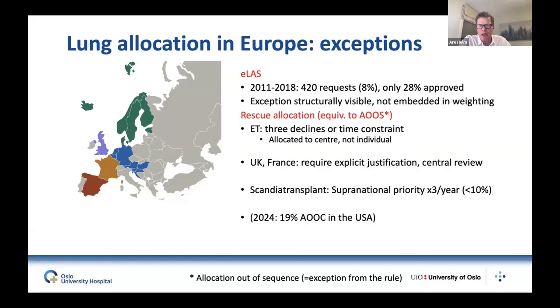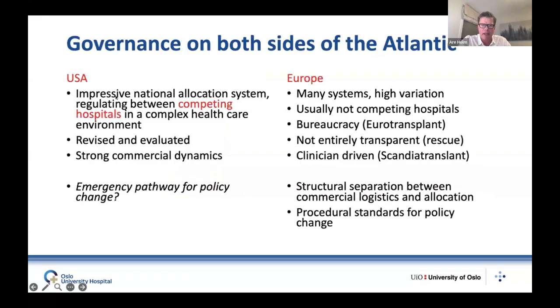And in Scandiatransplant, we have a peculiar system where each center gets supranational priority, but it's limited to 3 times per year, which is less than 10% of the volume, but you can pick any one you like at your particular center. So there are no specific criteria for that. And this is compared to, for 2024, almost 1 out of 5 organs being allocated out of sequence in the US, as far as the data I've seen. So this is a comparison between exceptions from the system on both sides of the Atlantic.